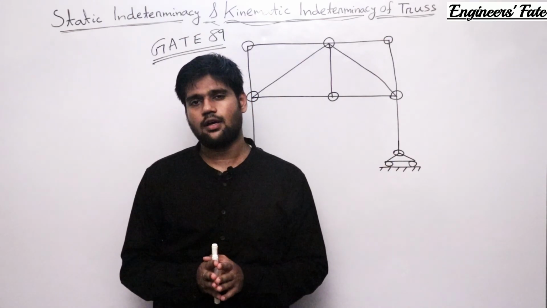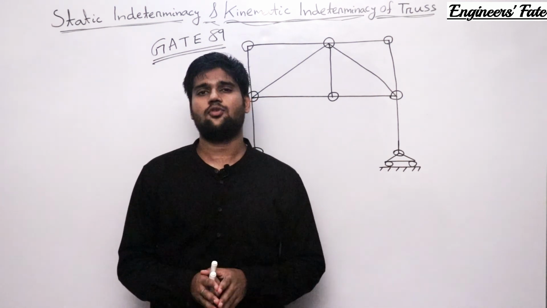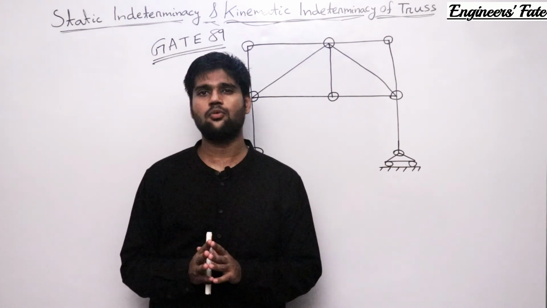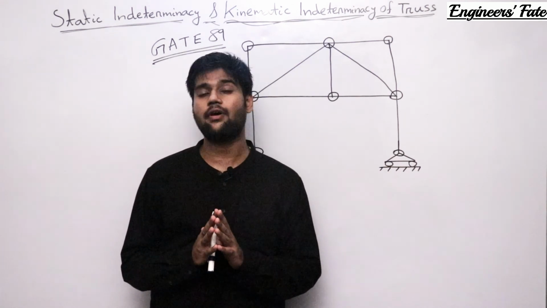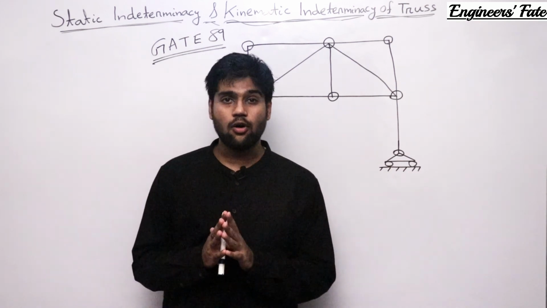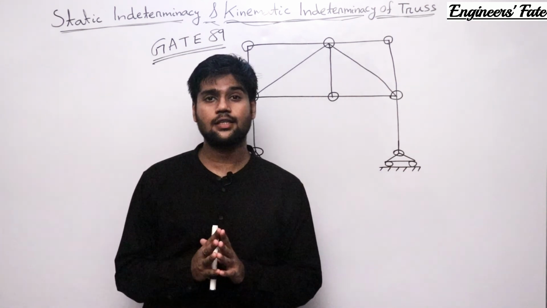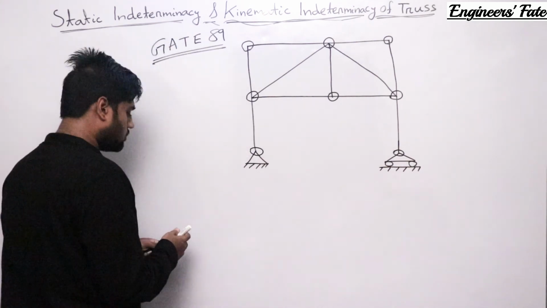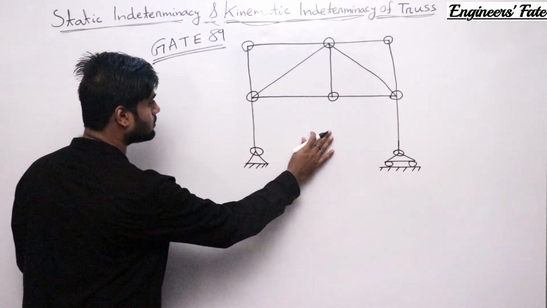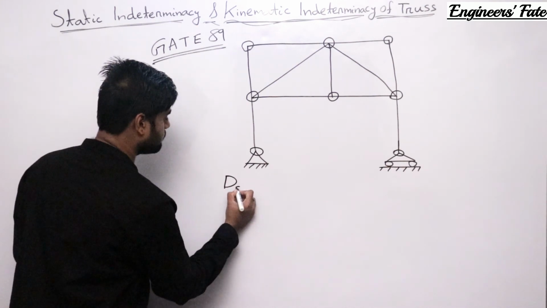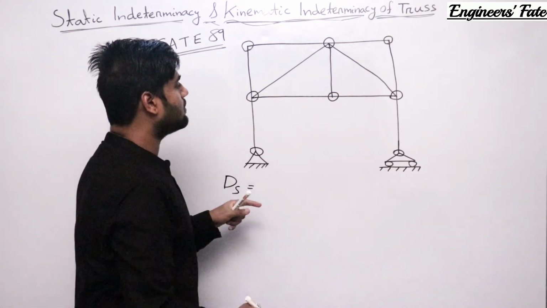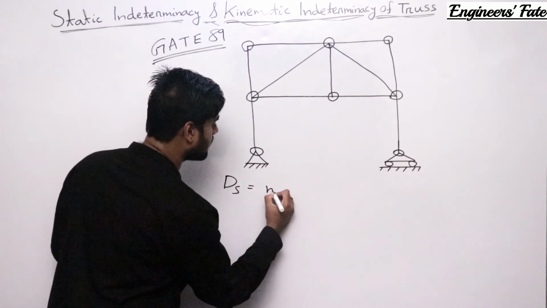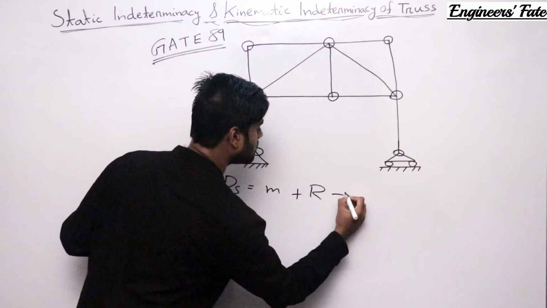So this is a question asked in GATE 89. Those who regularly watch my videos know that if a question comes, you have to pause the video and try to find out the answer. So I hope you have tried this question, and this is a 1 mark question asked in GATE 89. So let's find Ds for this structure first. This is a pin jointed frame, and Ds for a pin jointed frame equals m plus r minus 2j.